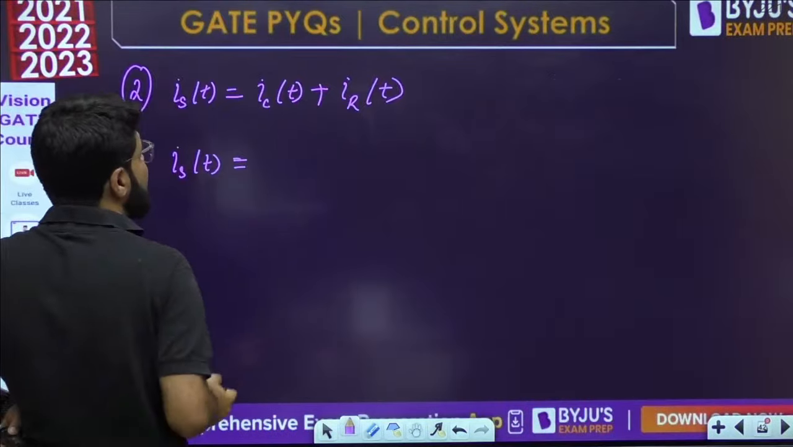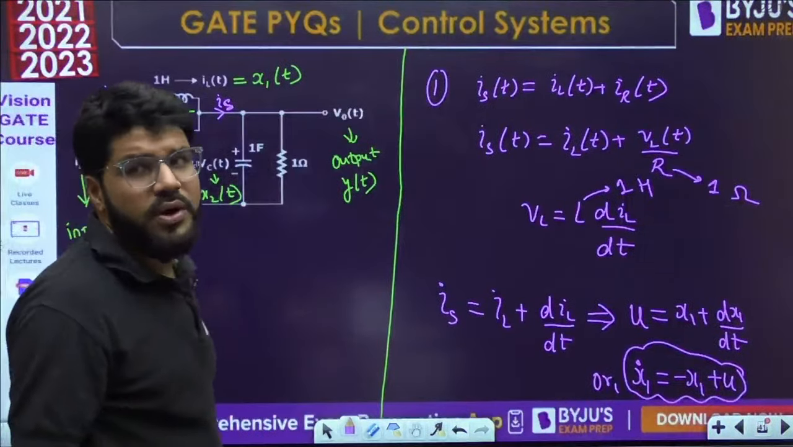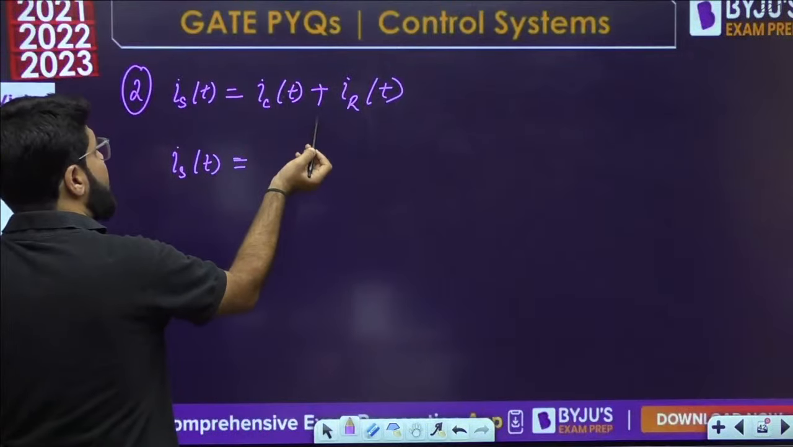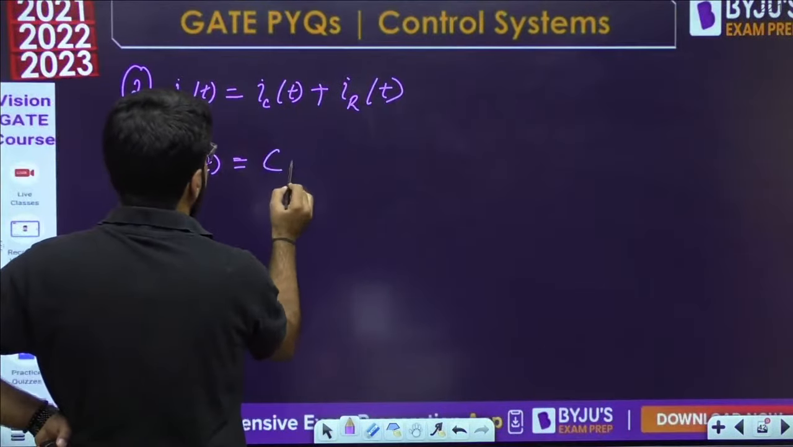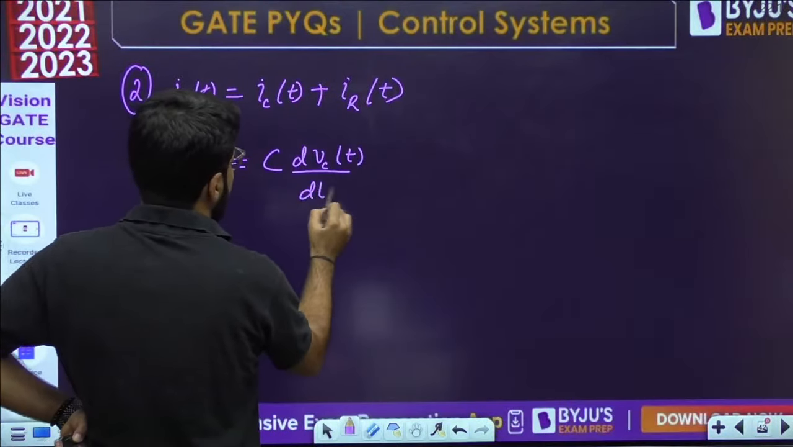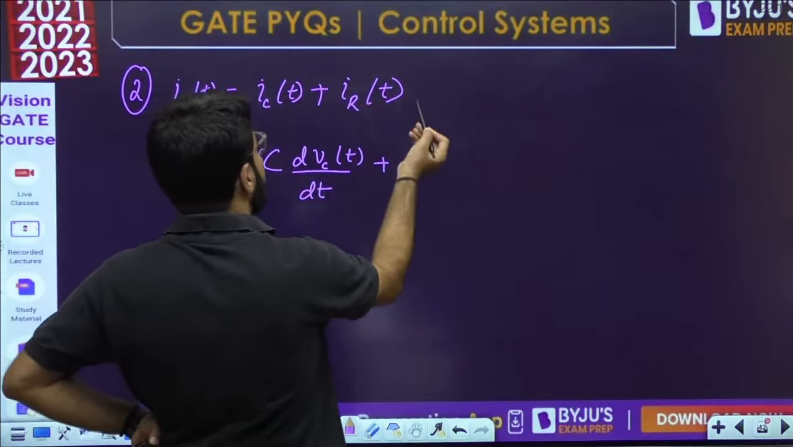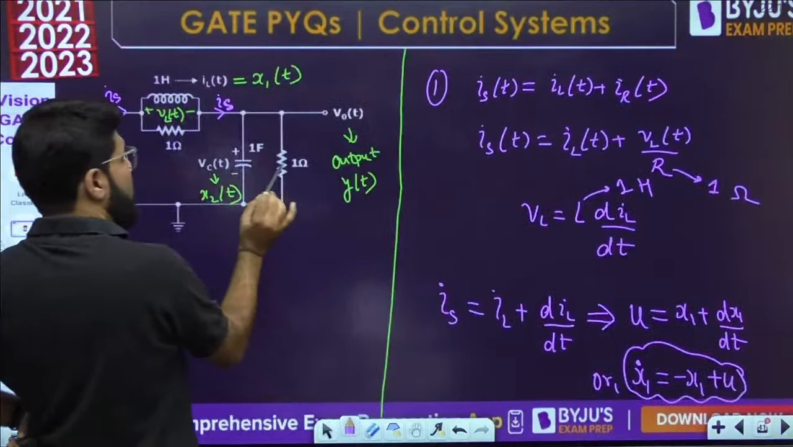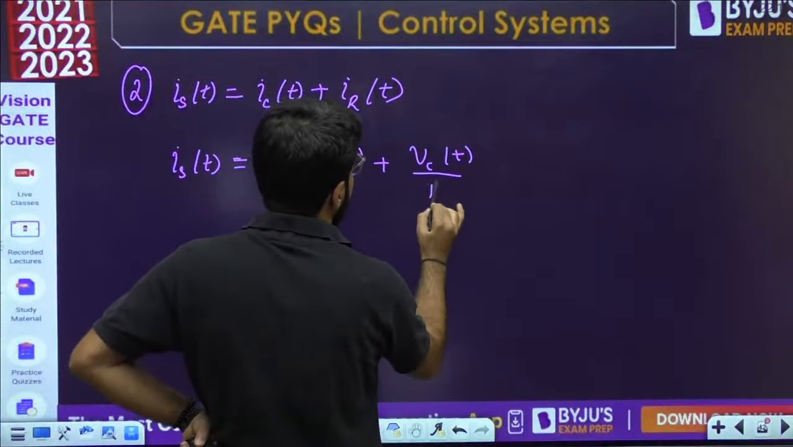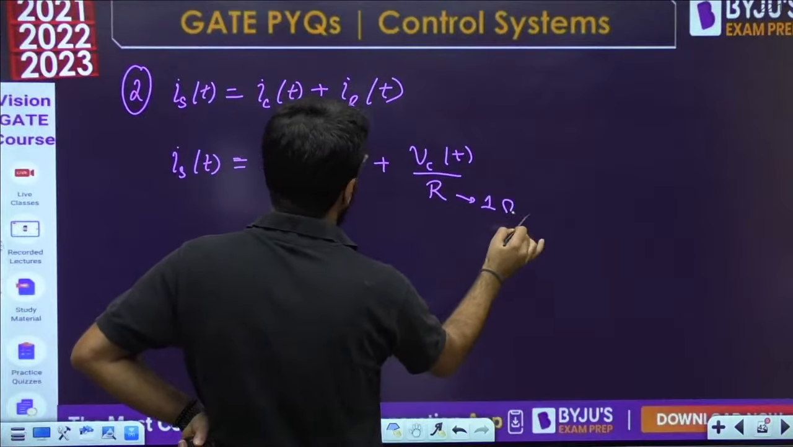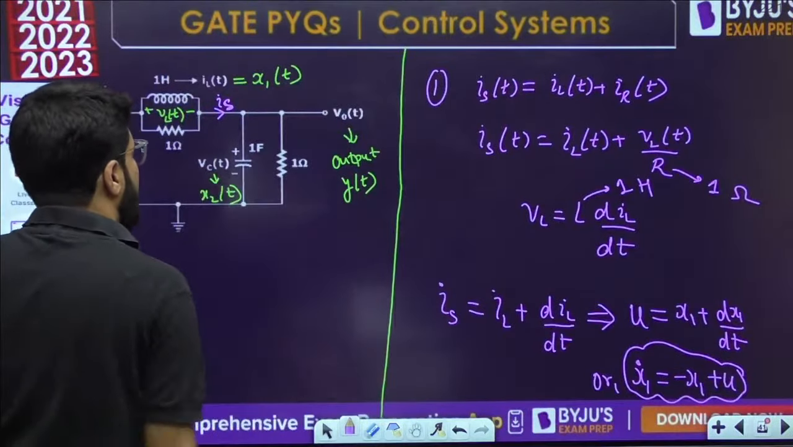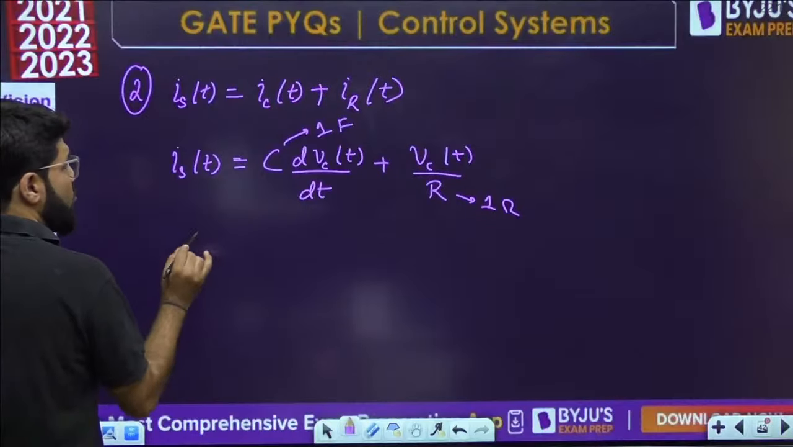So what is iS equal to? iC(t) plus iR. But what is iC(t)? My state variable is vC, so let us write it in terms of vC(t). What is iC? C dV by dt, plus what is iR? It is again V by R. Which V? The voltage across the resistor is the same as across the capacitor, so vC(t) divided by R. This R is also 1 ohm, and this capacitance is 1 farad. Yes, all are unit values given to me.